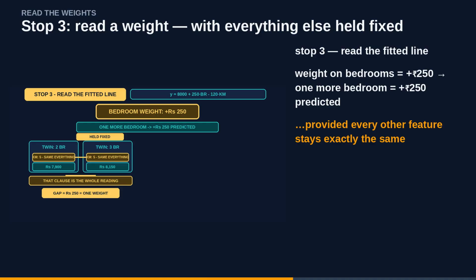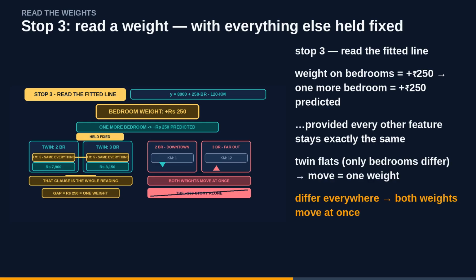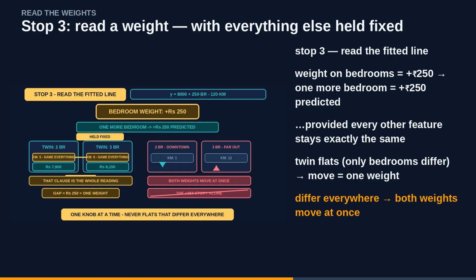But compare a 2-bedroom flat downtown with a 3-bedroom flat far from the hub, and both weights move at once. The 250 story alone no longer explains the change. A weight is a one knob at a time statement, never a promise about flats that differ everywhere.